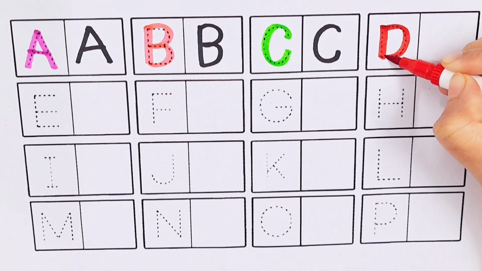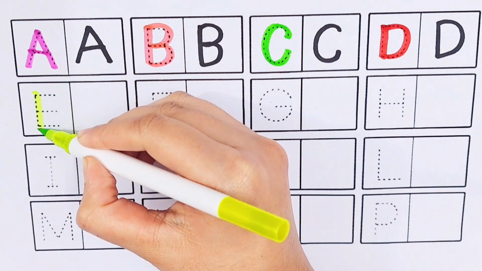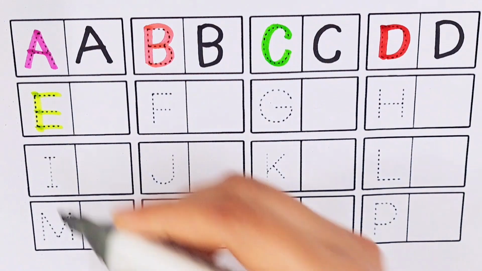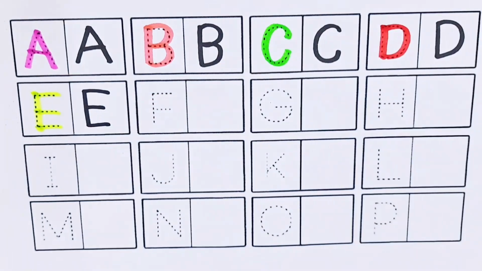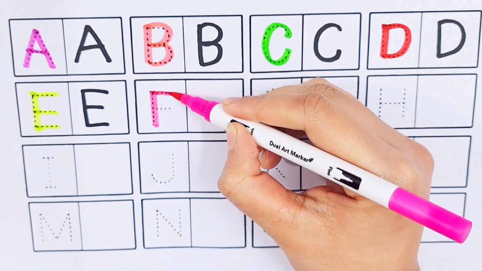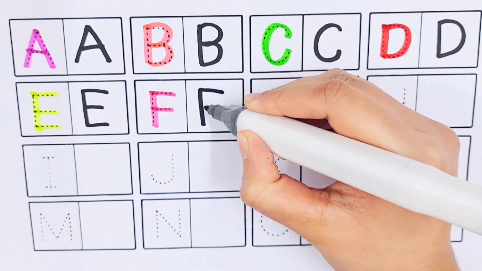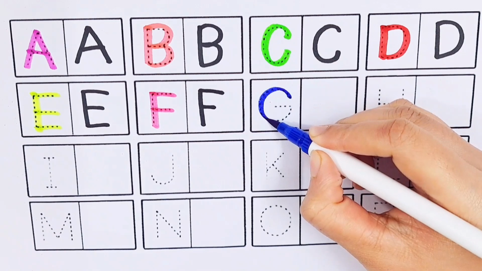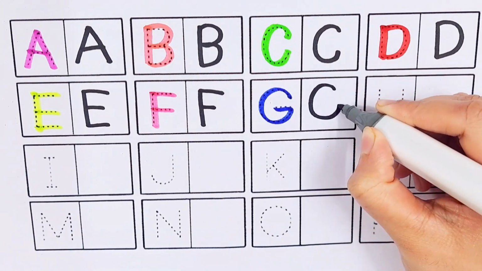D for duck. D for dress. E for ice. E for ear. F for fish. F for finger. G for goat. G for grapes.